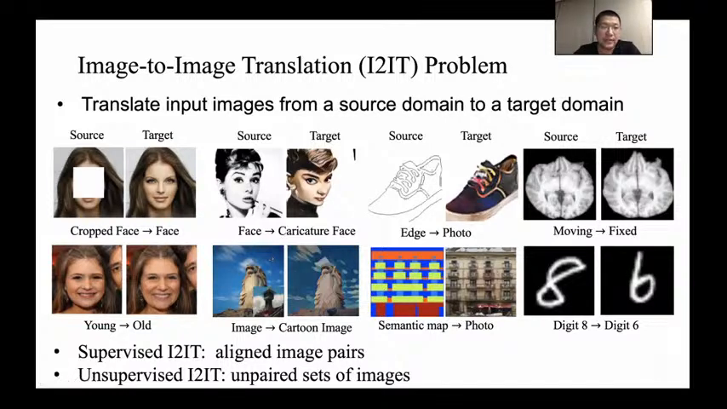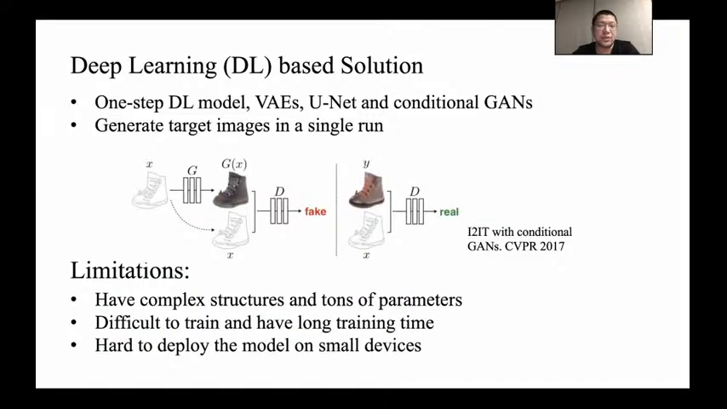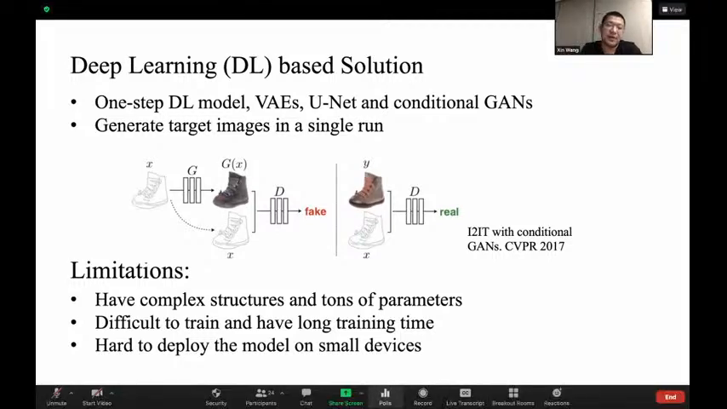So let's see the existing solutions. Most of the recent existing work is based on deep learning solutions. They use one-step deep learning models like VAEs, UNet, and conditional GANs. They generate a target image in a single run. Let's see our first example using conditional GAN.